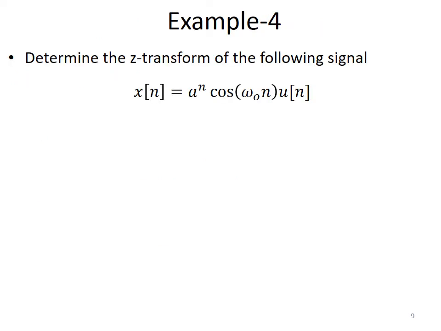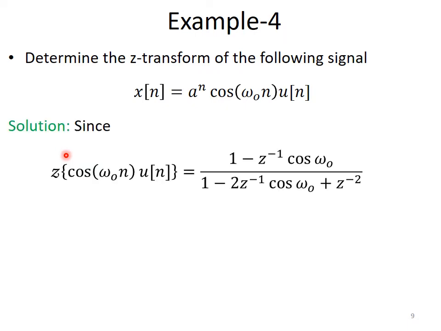Now let us solve an example using the scaling property. In this example, we are given a function a power n into cos omega naught n into u of n, and we have to find out the z transform. We already know the z transform of cos omega naught n into u of n. Now a power n is multiplied with it, so we can use the scaling property to find out the z transform.